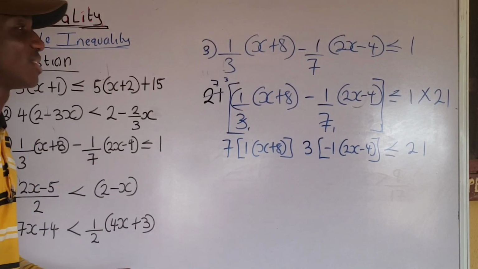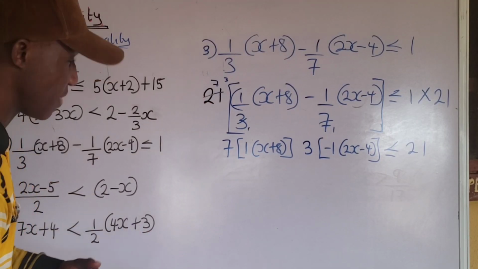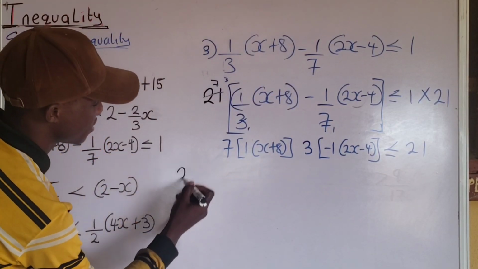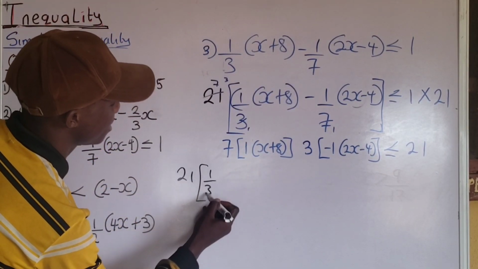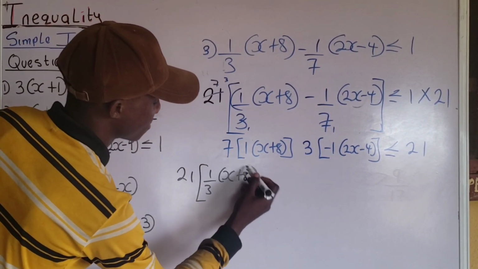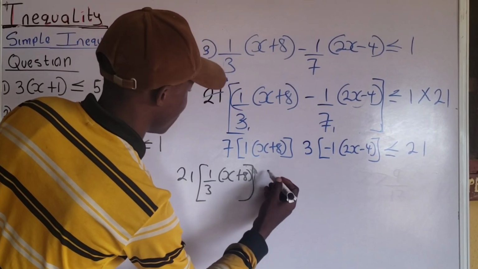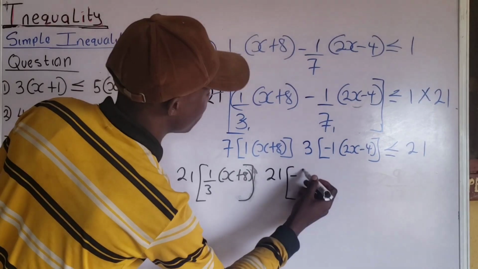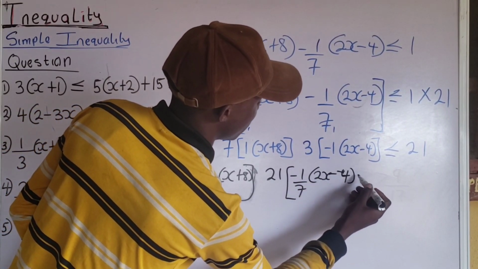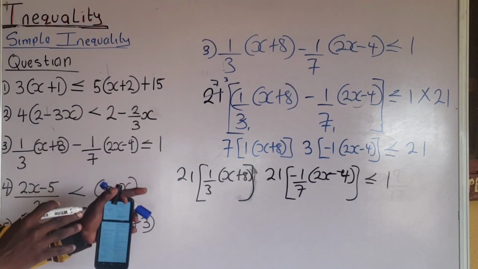See, the goal is that I want to eliminate the fraction. Maybe I should just simplify it here. Look, this is what I did. The LCM of this and this is 21. So I said 21 into bracket 1 over 3 into bracket x plus 8 minus, are you paying attention? Multiply by 21 into bracket minus 1 over 7 into bracket 2x minus 4 less than or equals to 1. This is exactly what I'm trying to explain.